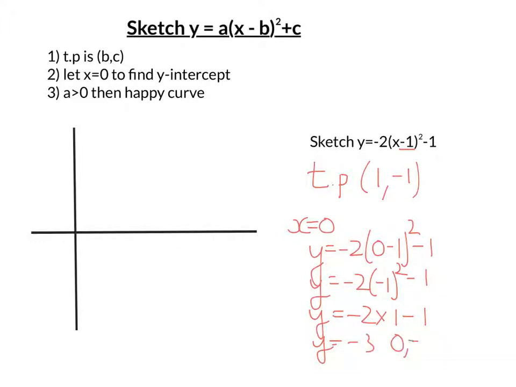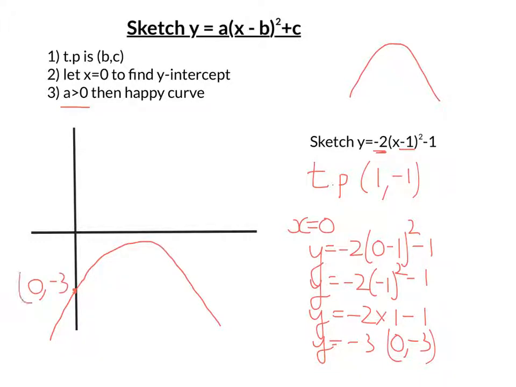So (0, -3). Lastly, if a is greater than 0, we have a happy curve. Well, it's negative 2, which is less than 0, so I have a sad curve. It looks like this. So let's draw this curve. It's going to look something like that. It crosses the y-axis at a negative number, and its turning point is at a negative y value. So let's label it. I've got (0, -3) here, and its turning point is (1, -1). Hopefully you'll be able to draw something a little bit neater, but hopefully you get the gist of that.